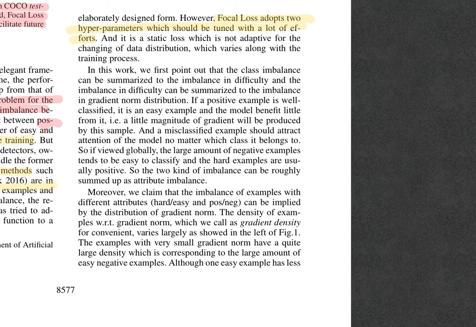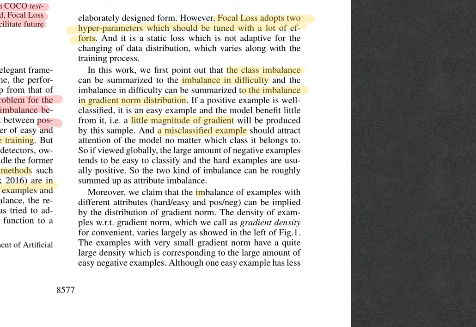So what's going on in this work? The first thing is to represent this class imbalance in terms of gradient. So the key here is that they want to mention that the class imbalance can be represented as imbalance in difficulty, and that can be summarized to the imbalance in gradient norm distribution, meaning that a little magnitude of gradient norm is what you expect with easy examples that are well classified, and bigger norms for the misclassified ones. Looking at the distribution of the gradient norm can tell you something about whether or not the examples that you've been dealing with were easy or hard.